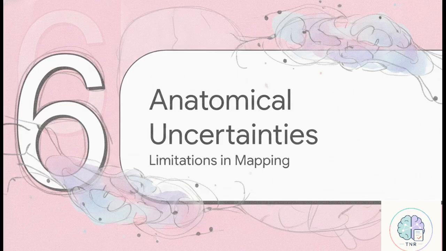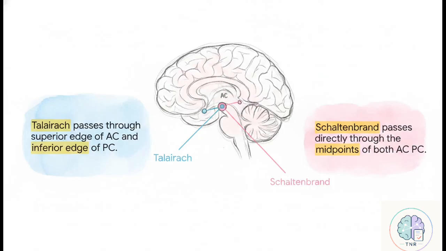Section 6. Anatomical uncertainties, limitations in mapping. Now, as clean and beautiful as these scans are, we have to admit, human biology isn't perfectly uniform. We have to acknowledge the clinical limitations. For instance, remember that absolutely critical AC-PC baseline we established earlier? Yeah, there are actually competing standards for it.